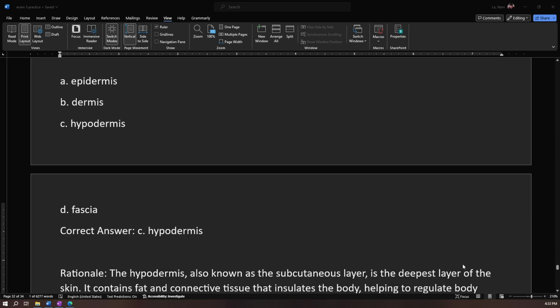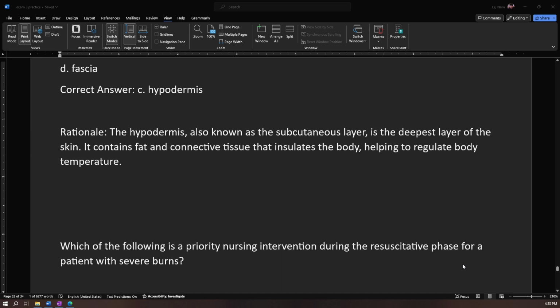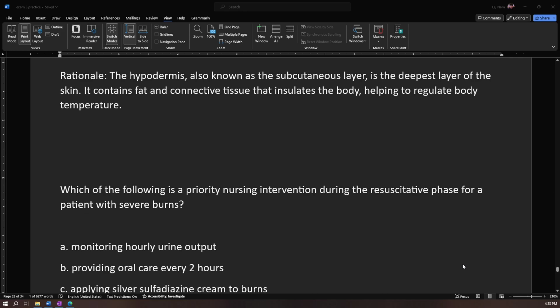C. Hypodermis. Rationale. The hypodermis, also known as the subcutaneous layer, is the deepest layer of the skin. It contains fat and connective tissue that insulates the body, helping to regulate body temperature.